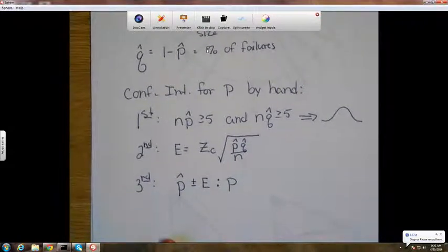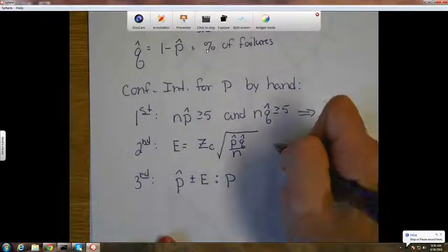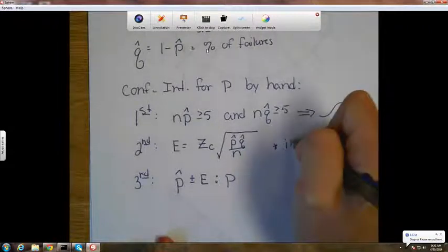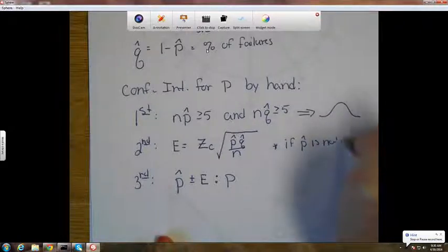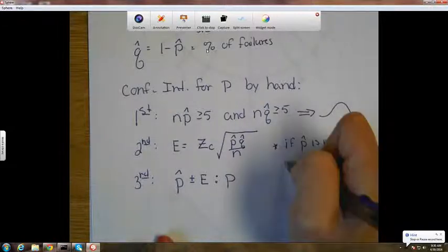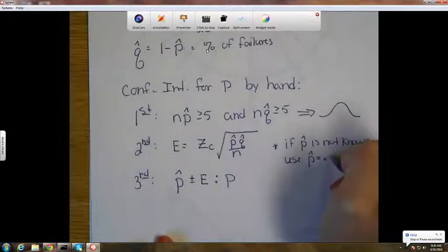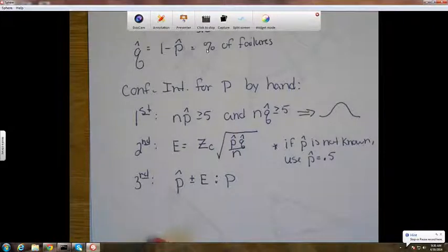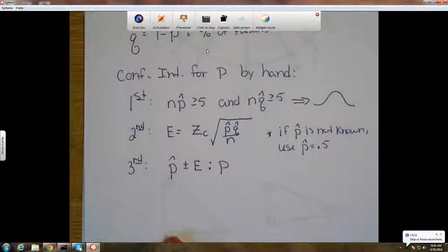Let's talk about that. Okay, one little thing here. If P hat is not known, use P hat equal to 0.5, because that will create the biggest possible error you can have. So if P hat is not known, use a P hat of 0.5.